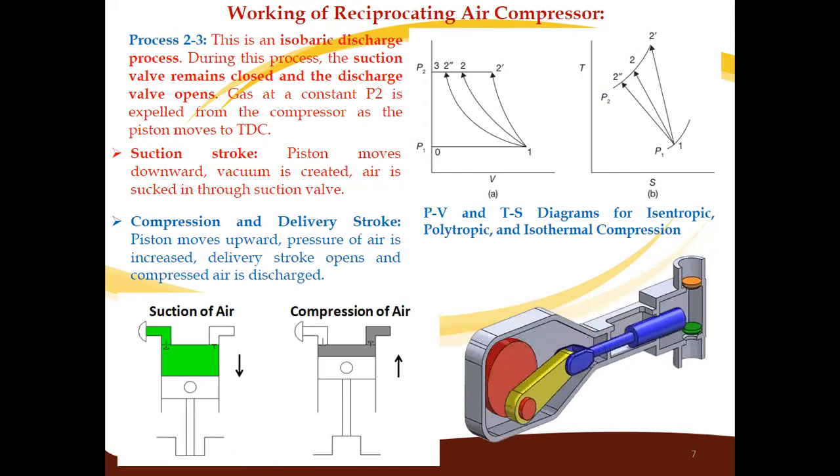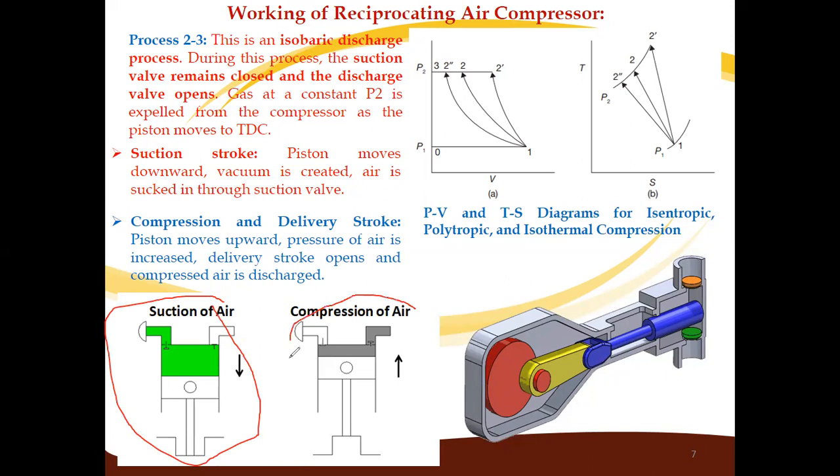Now there are two strokes. I have already shown these two strokes. One is the suction stroke and another one is the compression stroke. So if you see, the first diagram is of the suction stroke and the second diagram is of the compression stroke. In the suction stroke, when the piston moves in the downward direction, now it is for a vertical cylinder, the vacuum is created and air is sucked inside through the suction valve to the cylinder.